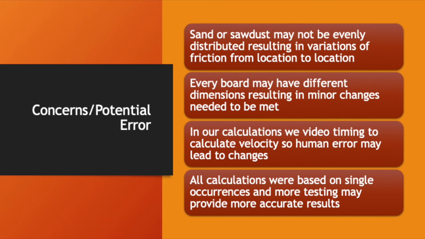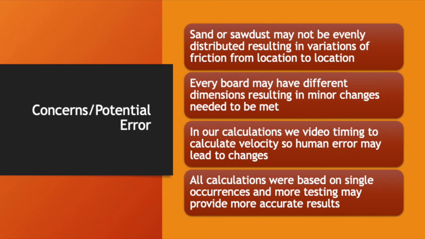For our calculations, they were all based on the board that we used and the weight of the pucks that we were provided. Third is considering the human error. In our calculations, we used video and hand timing to calculate the velocity of the puck as it moved across the table. Considering that human error is a problem, there may be slight variations in the velocity and therefore the frictional forces we solved from it.